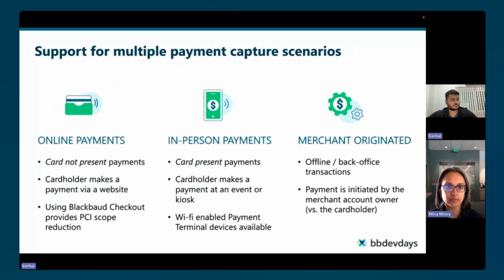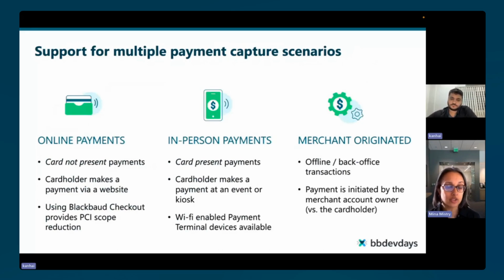The next one is in-person. So these are the in-person card present payments, and we have a few different ways to enable these use cases. We do have some devices that you can use through the Sky Payments API. We have a payment terminal device. This is a Wise POS E, which is Wi-Fi enabled, and it allows for contactless and tap-to-pay payments in addition to wallets. We also have a point-to-point encryption device from Bluefin as well.